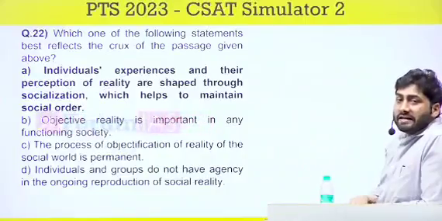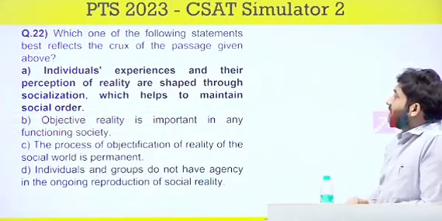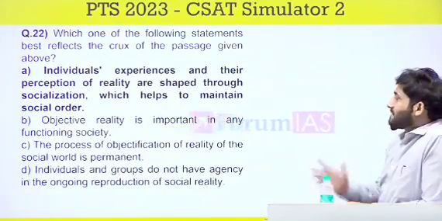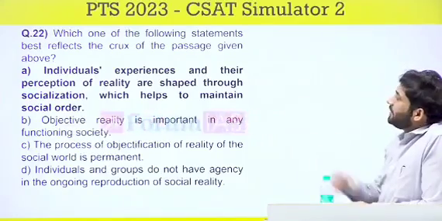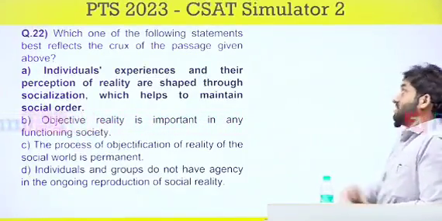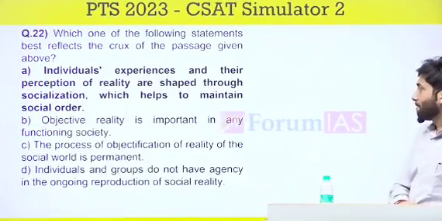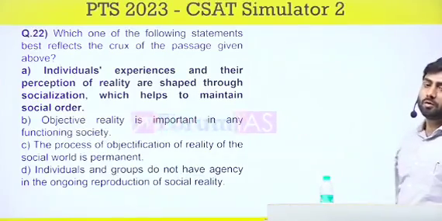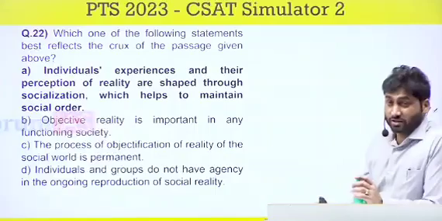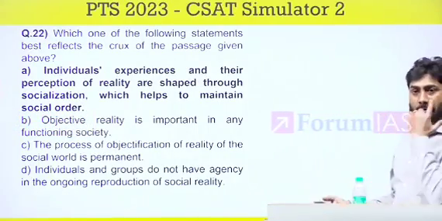So in this case, eliminate C and D. Both are going opposite to our passage. You just eliminate that. B, again, is not even related to our context. It's out of context. So all three get eliminated. You're left with one, and that very much matches with our context: that individual experiences and their perception of reality are shaped through socialization, which helps to maintain social order. So that goes very much with our discussion in the passage, and that is the main crux. Very easy after elimination, right?